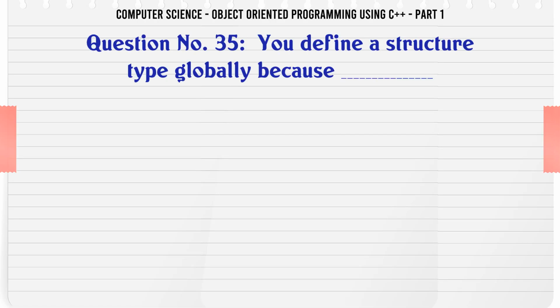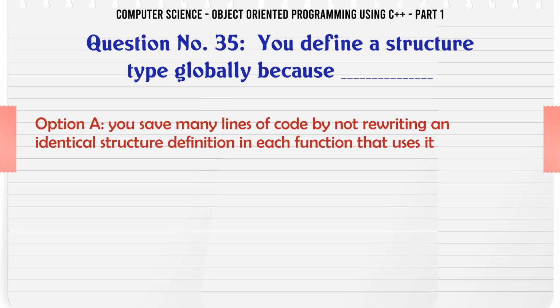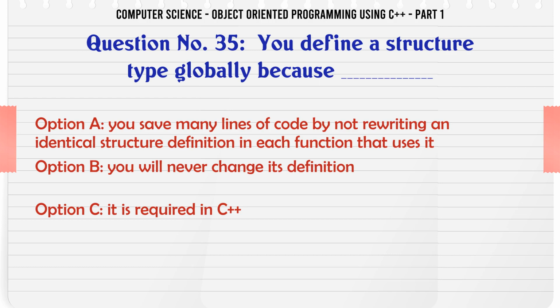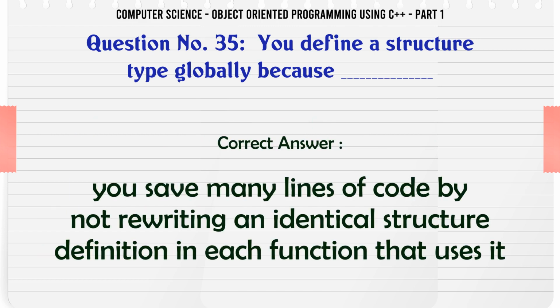You define a structure type globally because blank. A. You save many lines of code by not rewriting an identical structure definition in each function that uses it. B. You will never change its definition. C. It is required in C++. D. All of the above. The correct answer is you save many lines of code by not rewriting an identical structure definition in each function that uses it.